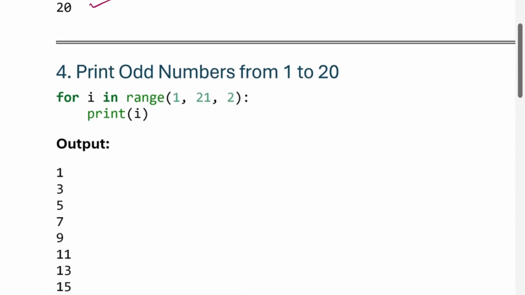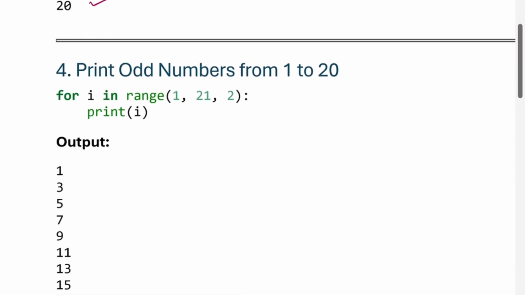Next, print odd numbers from 1 to 20. To print odd numbers, the initial value is 1, the step value is 2, and the final value is 21. It will print numbers less than 21, that is up to 19. From 1 to 19 it will print with step value 2. So 1 plus 2 is 3, plus 2 is 5. So it will print all odd numbers between 1 and 20.